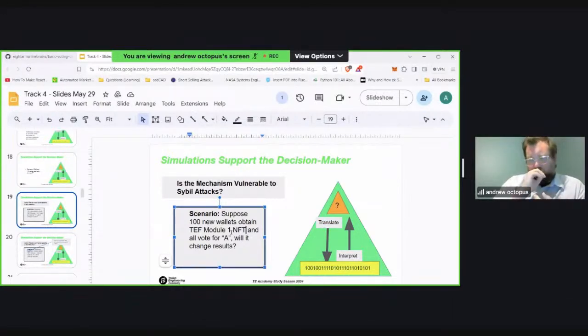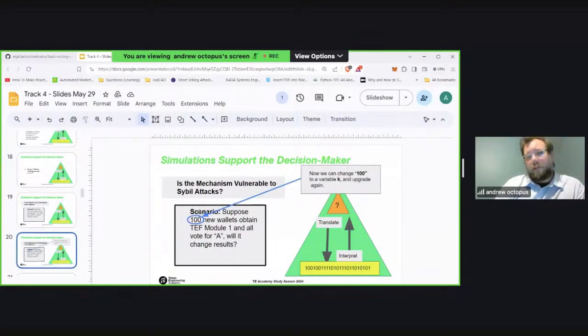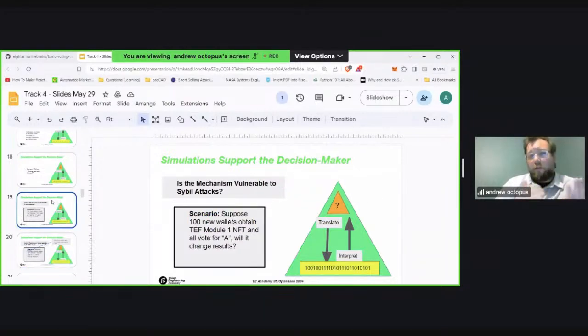Now, as Joan has pointed out in the chat, it certainly depends on the number of votes. And this is not where I want to stop, because ultimately I can generalize this. Instead of saying 100, once I know how to do it for 100, I can rerun it multiple times with any number of new wallets, and I can see how many new wallets it would take. But I need something specific and concrete to help me get started at a low level. And so this is going to be my starting point before I start building back up in generality.